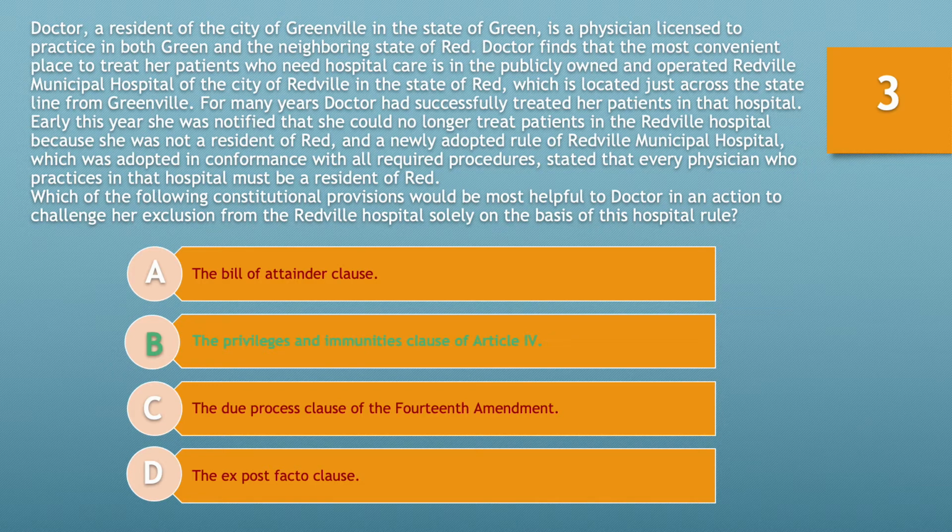The facts do not indicate any important governmental purpose to justify this discrimination. Therefore, the Privileges and Immunities Clause of Article 4 is the most helpful constitutional provision for a doctor in an action to challenge her exclusion from the Redville Hospital solely on the basis of this hospital rule.